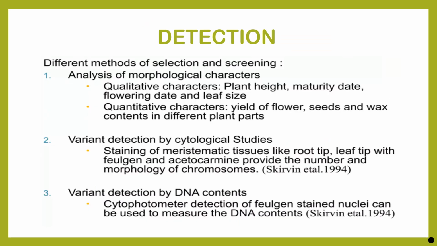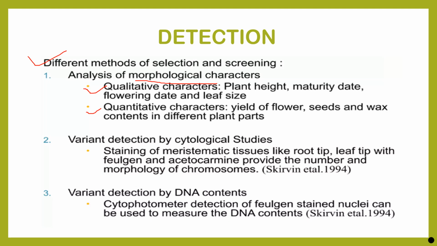Now, detection of somaclonal variants. First of all, different methods of selection and screening. First, we can go for a morphological characteristic analysis, right? So it could be qualitative and quantitative. Qualitatively, we can check height, maturity date, flowering date, leaf size of the plant. Quantitatively, yield of flowers, yield of seeds, quality of seeds, wax content in different plant parts.